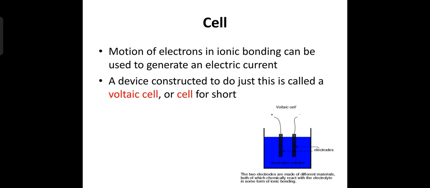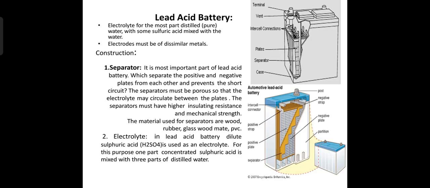So what is a cell? The motion of electrons in ionic bonding can be used to generate an electric current. A device that is constructed to do just this is called a voltaic cell, or a cell for short. We can see the diagram of a voltaic cell. Two electrodes are present there. The two electrodes are made of different materials, both of which chemically react with the electrolyte in some form of ionic bonding. So, what is a lead acid battery?